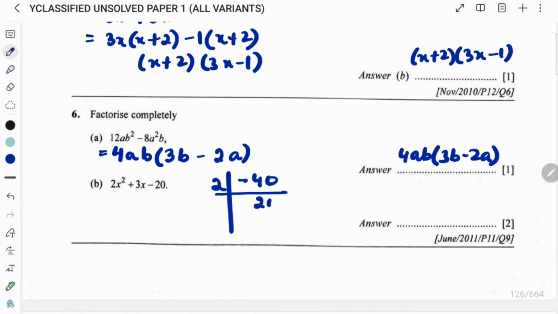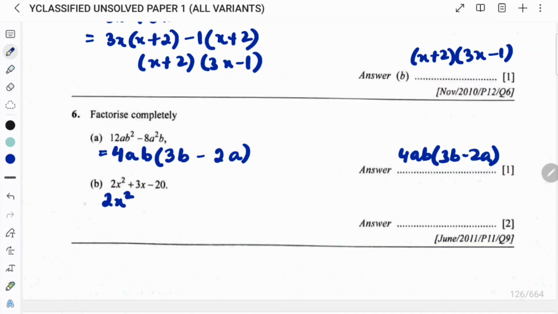Then 2 and 20, no, the difference is not 3. 2 and 10, the difference is not 3. 4 and 10, 40, the difference is 6. And 2 and 5, yes, 2 fours are 8, 4 fives are 20, and 8 minus 5 will be equal to 3, and we get this. So that's why we can take 8 and 5. At every step, just check whether you get the factors or not.